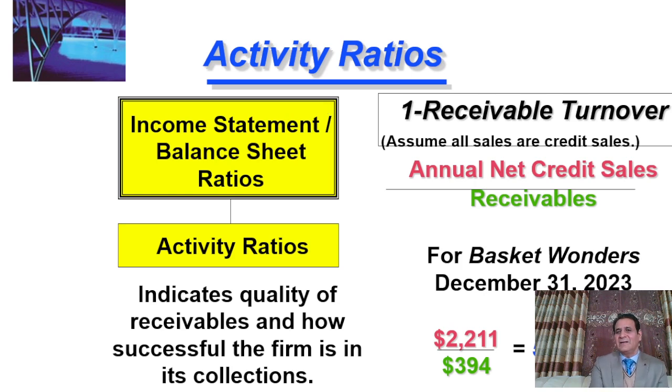The first one is receivable turnover, annual net credit sales over receivables. For BW, on December 31st, 2023, the activity ratio is 5.61. It indicates the quality of receivables and how successful the firm is in its collection.